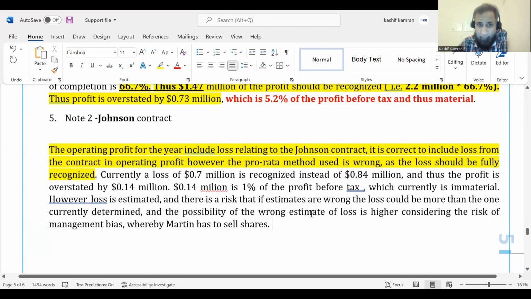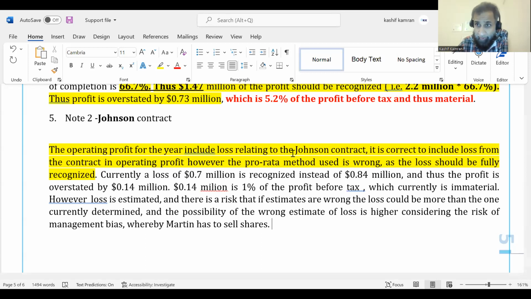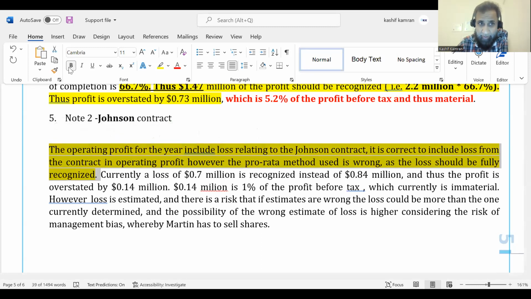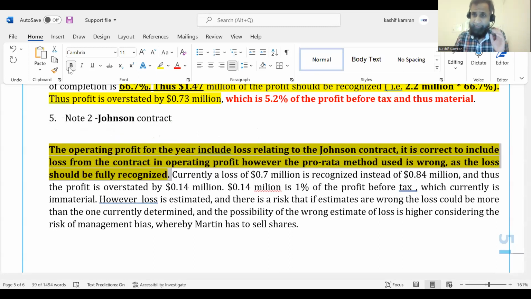The operating profit for the year includes a loss relating to the Johnson contract. It is correct to include the loss from the contract in the operating profit, right? However, the pro rata method is wrong, as the loss should be fully recognized. Look at this yellow sentence and tell me, do you agree with it? Should the loss be included in the profit? Yes. But should it be included on a pro rata basis? No, fully. So what mistake has the management done? Have they not recorded the loss? No. But have they recorded a wrong loss?